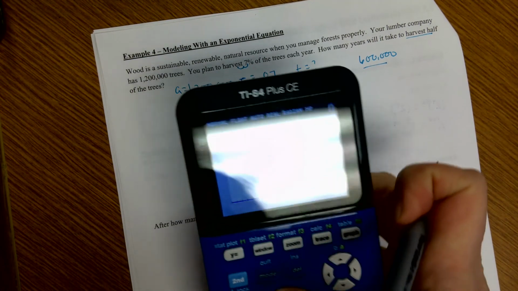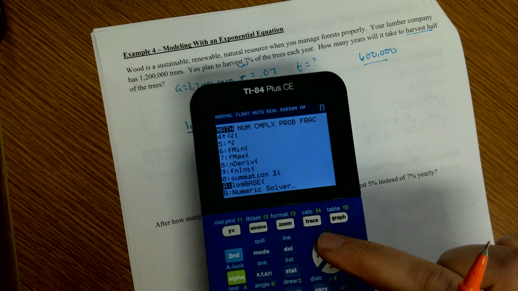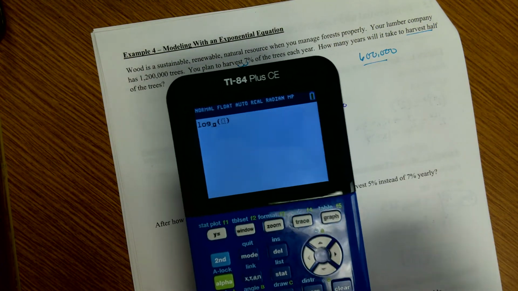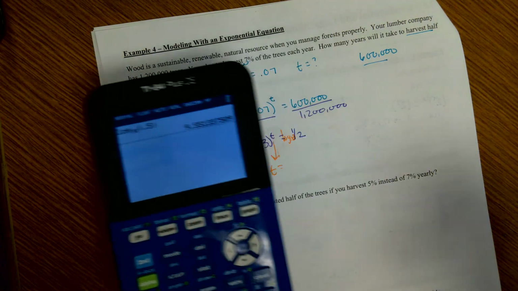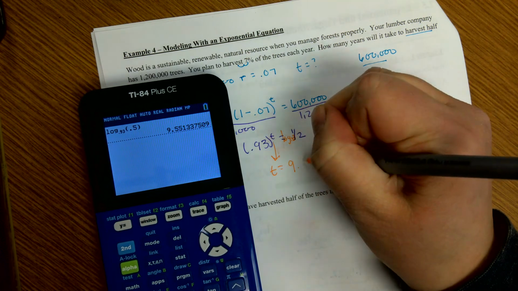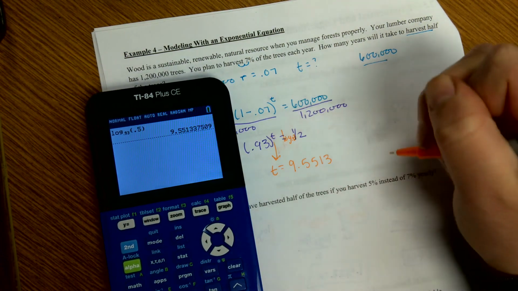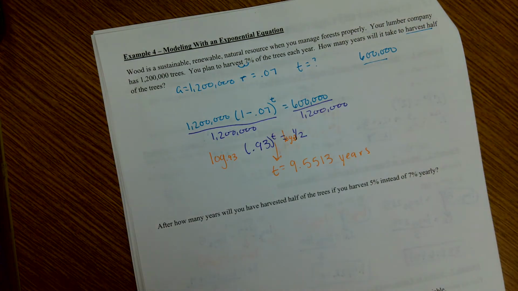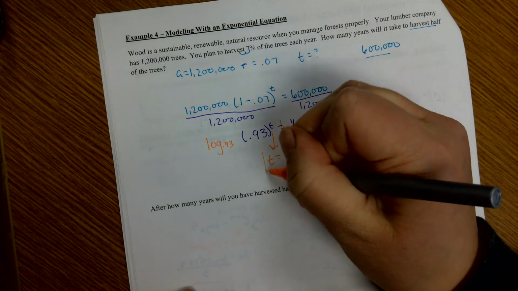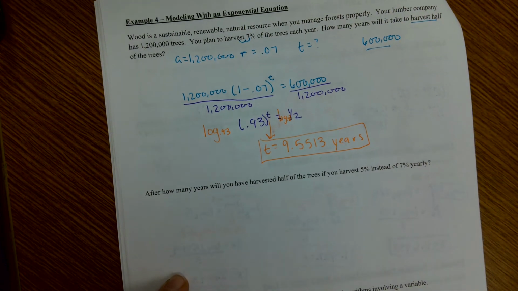My calculator is good. I'm going to go to math, arrow up, log base 0.93 of 1/2. So it'd be 9.5513 years. And I would prefer you to leave it like this. You're not going to round, you're going to actually put down the decimal.